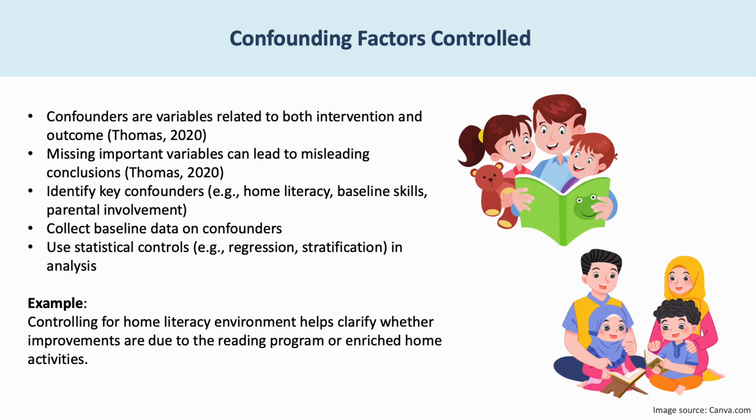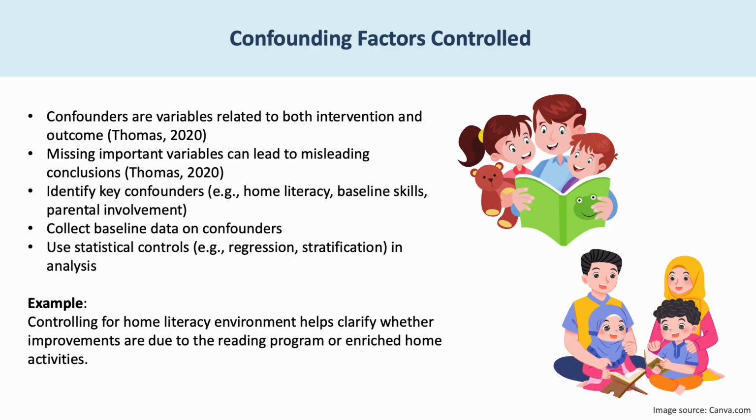Next, we focus on controlling for confounding factors. So confounding factors are variables that are related both to whether a child participates in the reading program and to their language and literacy outcomes. If we don't account for these variables, we risk attributing effects to the program that are actually due to other influences. So in our study, potential confounders might include the home literacy environment or the child's baseline language skills, and parental involvement in learning activities.